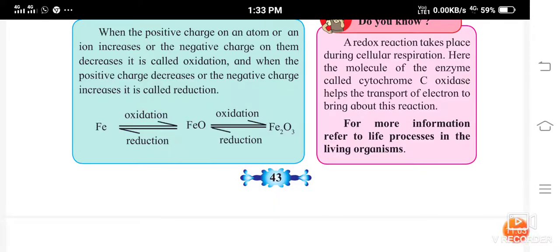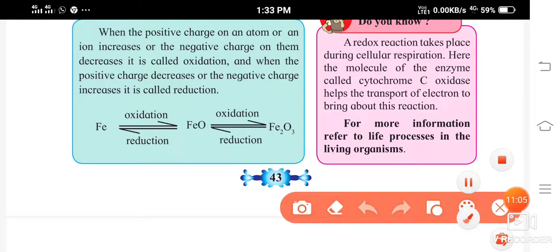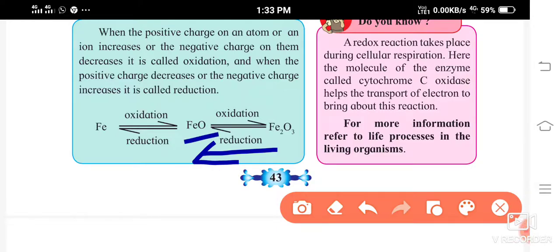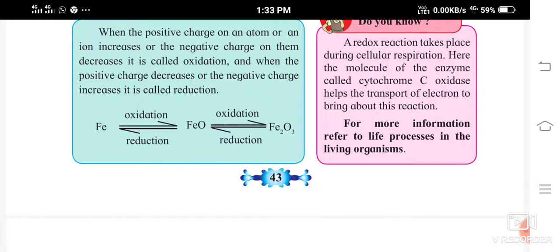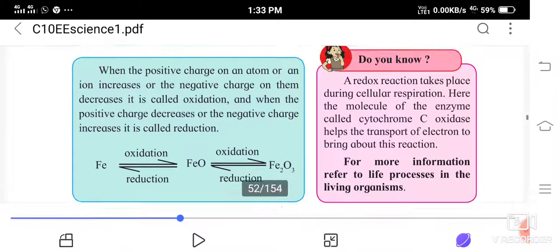Now in the reverse reaction, see, Fe2O3 has formed FeO here. That means oxygen has been lost. So this is a reduction reaction. Again in this case also, FeO has formed Fe. So here also oxygen has been lost. So this is also a reduction reaction.